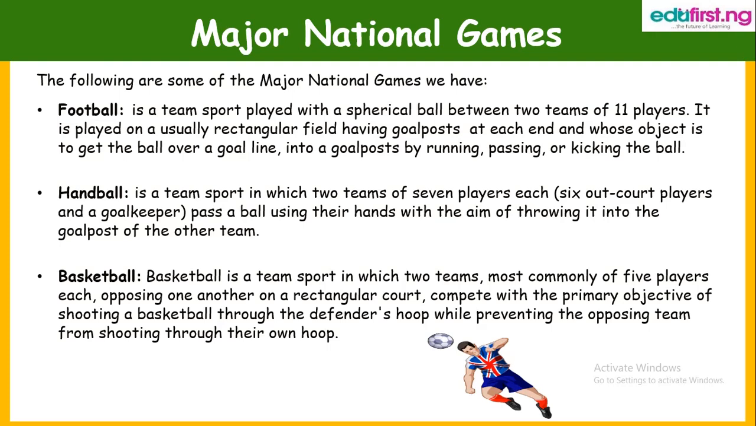The next one we are going to be talking about is basketball. Basketball is a team sport in which two teams, most commonly of 5 players each, opposing one another on a rectangular court, compete with the primary objective of shooting a basketball through the defender's hoop. And what do we mean by hoop? Hoop is those net-like materials that you see basketball players always trying to fit their balls through, while preventing the opposing team from shooting through their own hoop.